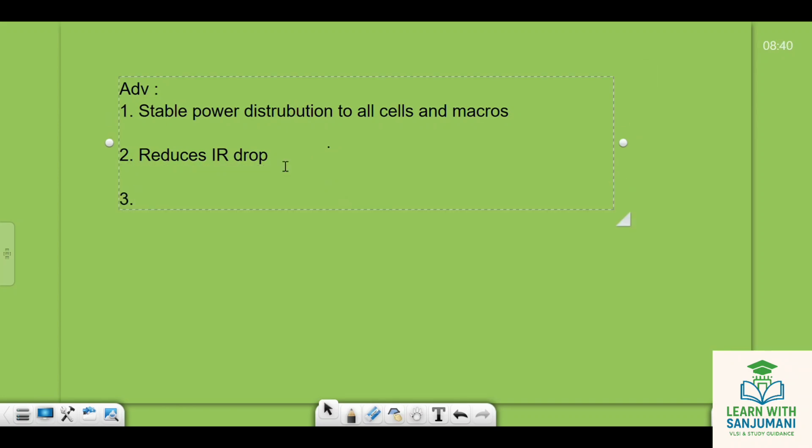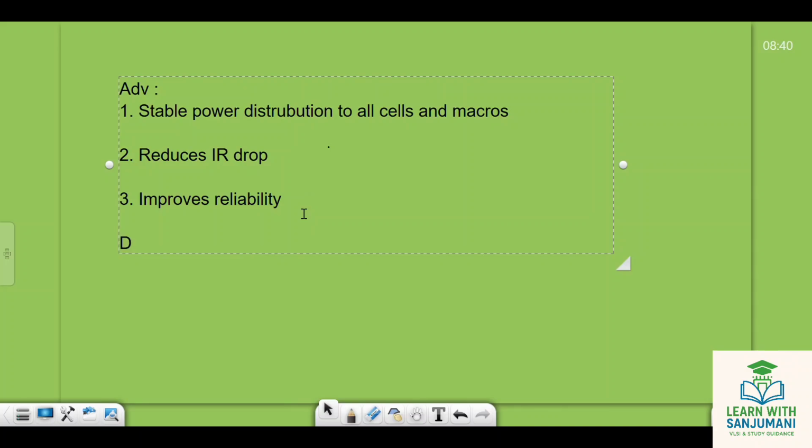Now the third thing is immunity, which means it avoids overheating. It avoids overheating or damages or hotspots. All these will be improved. Okay, so these are the advantages.